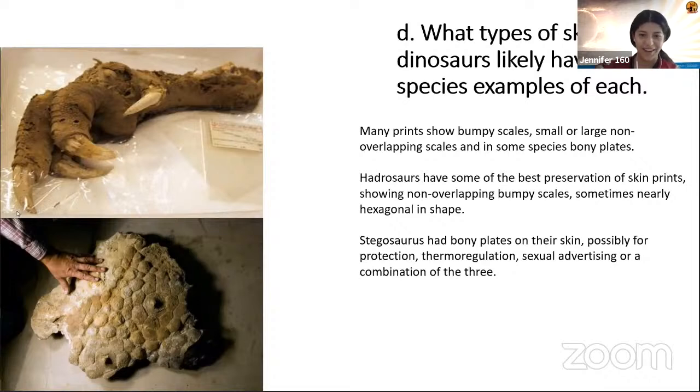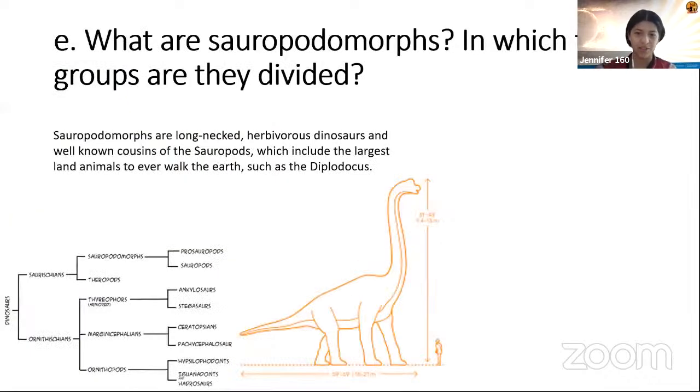All right. So what are sauropodomorphs? Sauropodomorphs were long-necked herbivorous dinosaurs. They grew to very large sizes with long tails, and they were the largest animals to ever walk the earth. An example would be the Diplodocus. The image on the bottom left just shows some more examples, in case you need more for your notes.